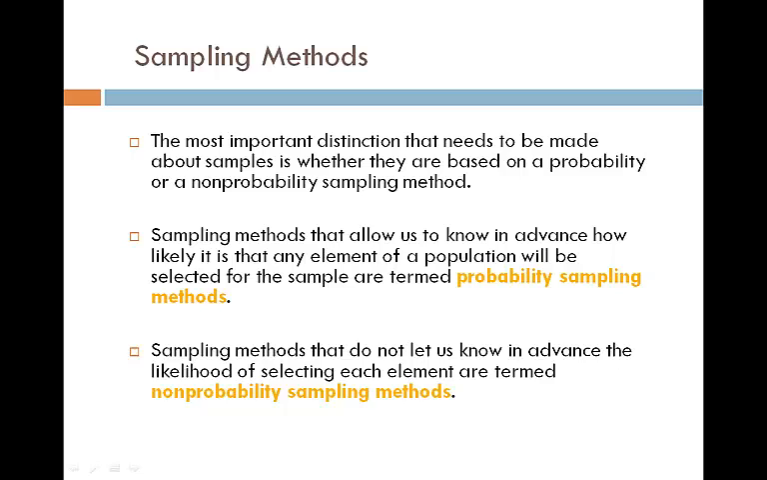The most important distinction that needs to be made about samples is whether they are based on a probability or non-probability sampling method. Sampling methods that allow us to know in advance how likely it is that any element of the population will be selected for the sample are termed probability sampling methods. Sampling methods that do not let us know in advance the likelihood of selecting each element are termed non-probability sampling methods.